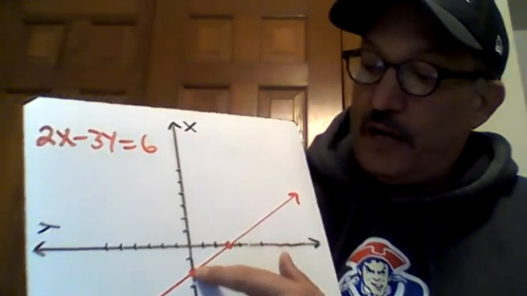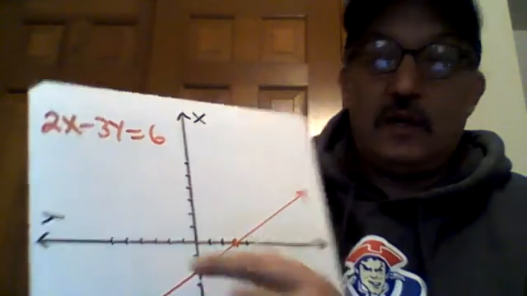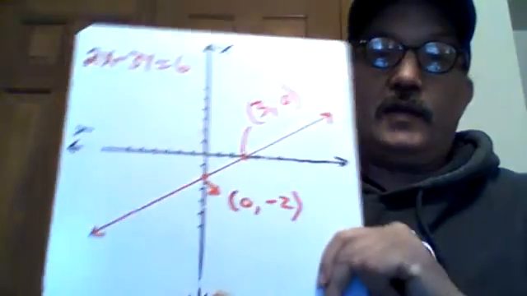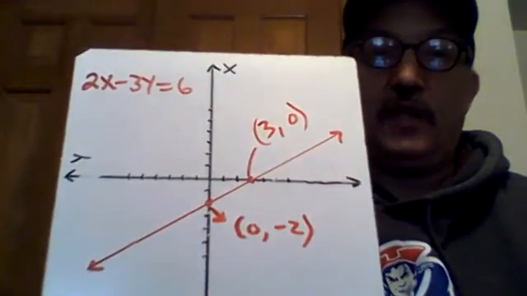The point 0, -2 is on the y-axis. So that point is called the y-intercept. And this point here, which is on the x-axis, that was the point 3, 0. And since that point is on the x-axis, we call it the x-intercept of this line.